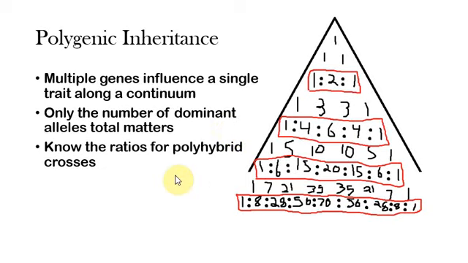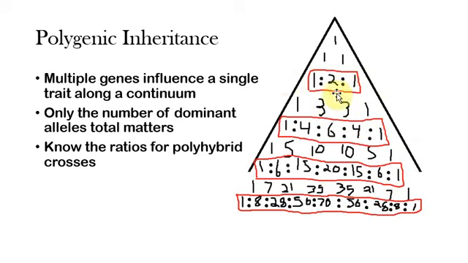All that will be really important to know is the ratios for these polyhybrid crosses. A polyhybrid cross is when you have more than one hybrid. So in a polyhybrid cross, the two parents are heterozygous for each of those genes that will affect that polygenically inherited trait. And these are the ratios, the ones in the red boxes. You can also use a Punnett square to do this, but it gets really complicated when you have multiple genes. And so just memorize these ratios.